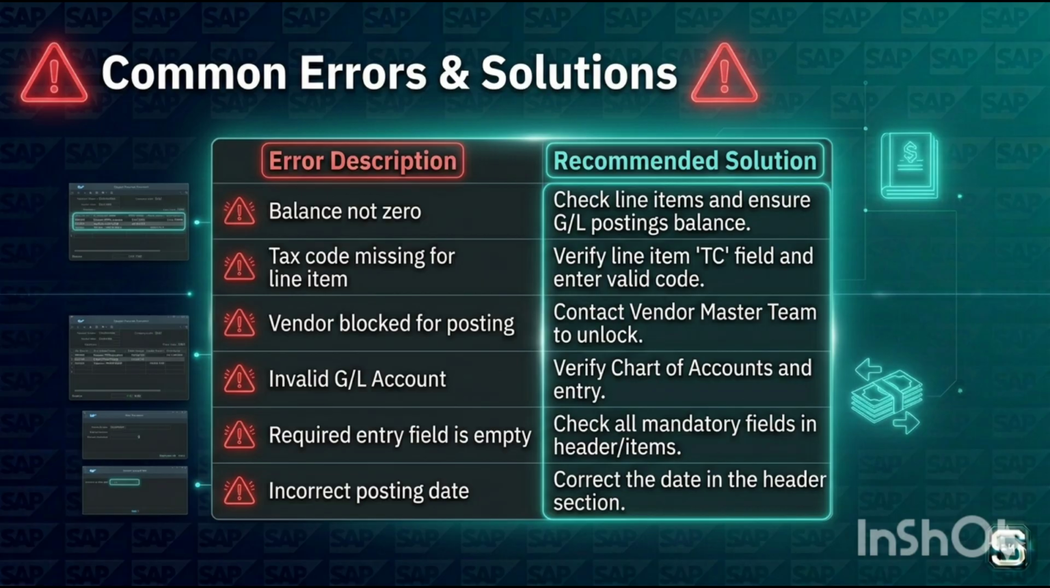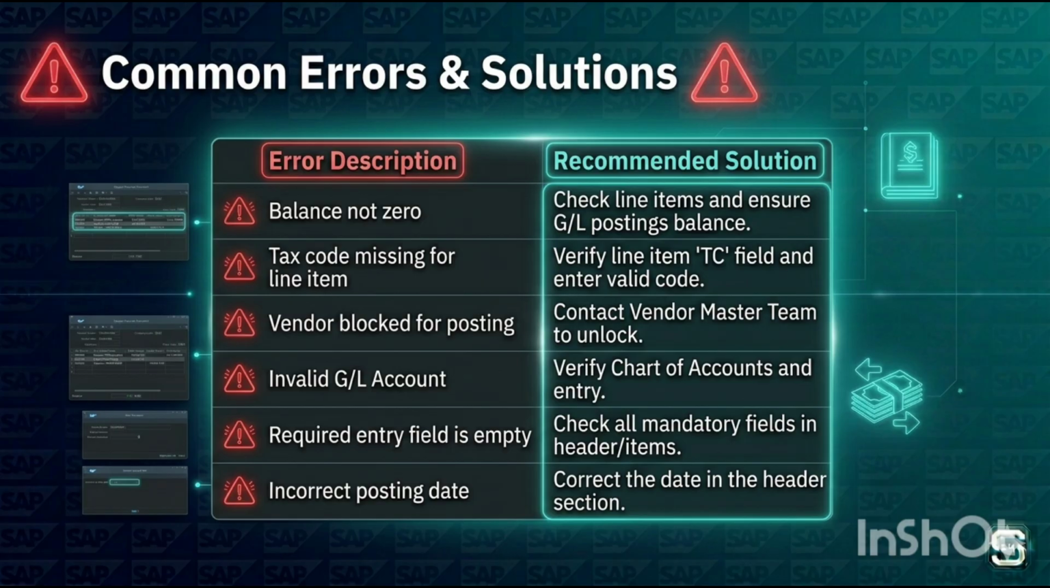Vendor not found. Check if master data exists. Posting period not open. Open the period in OB52. Authorization error. Contact your basis team. Always simulate first to catch most errors early. These simple checks will save you a lot of time and the rework that is done in correcting wrongly posted invoices.